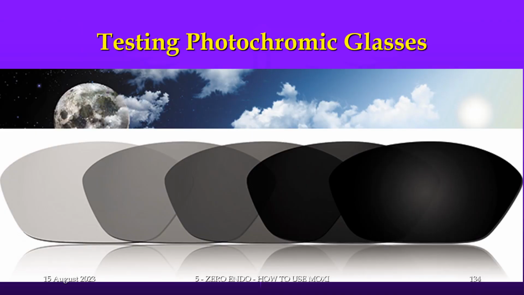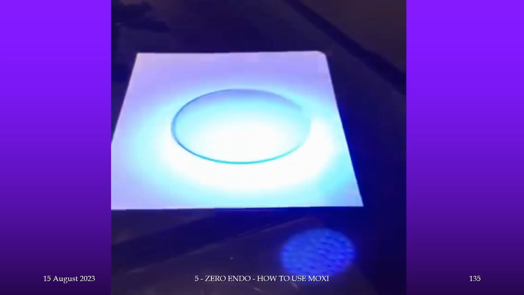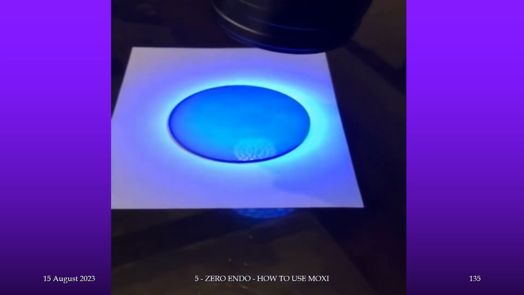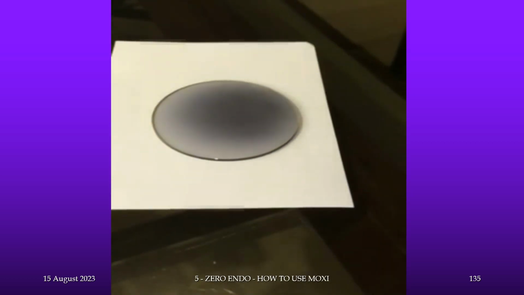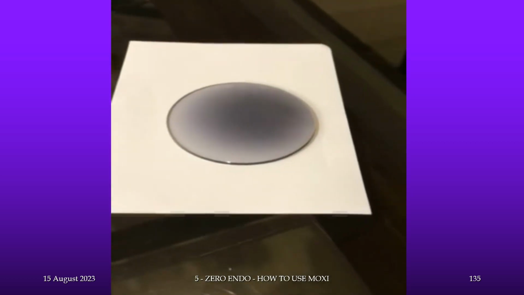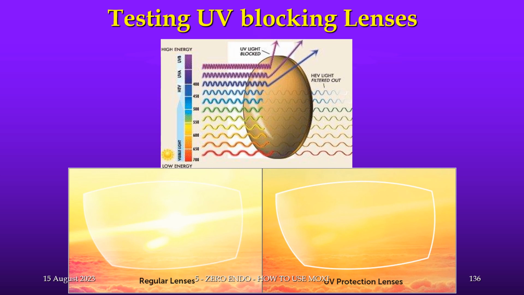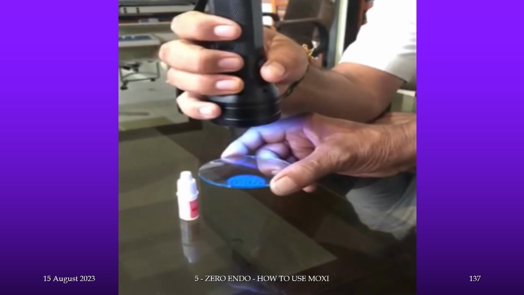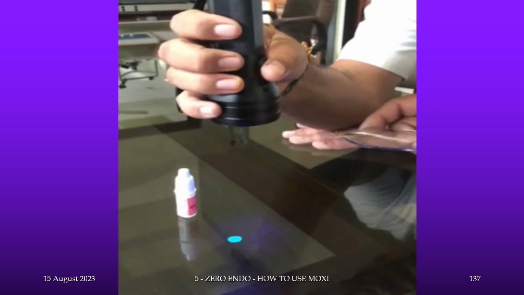It can also be used to test the photochromatic glasses. For photochromatic glasses, we can really measure how quickly they become dark. We can also check the UV blocking lenses. Moxifloxacin will glow green, but if the UV blocking glass comes in between, the glow will be cut off.